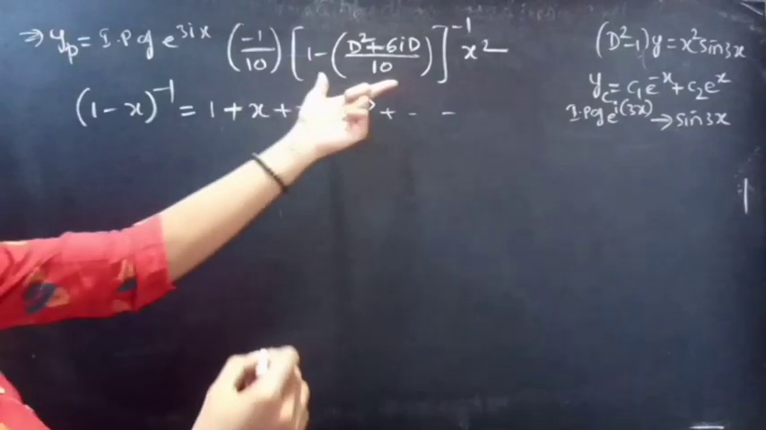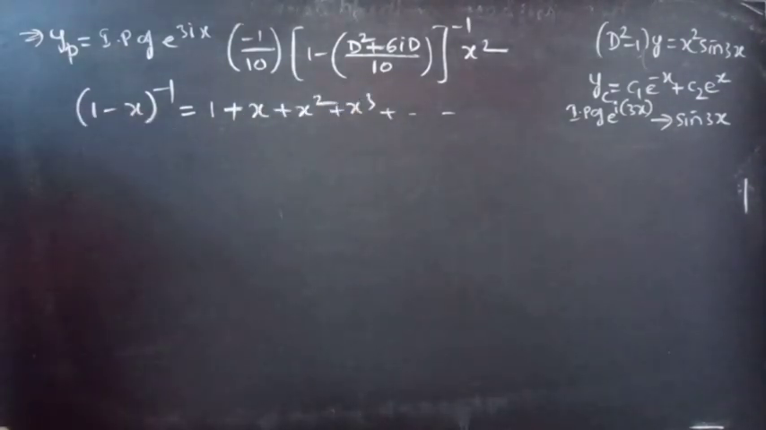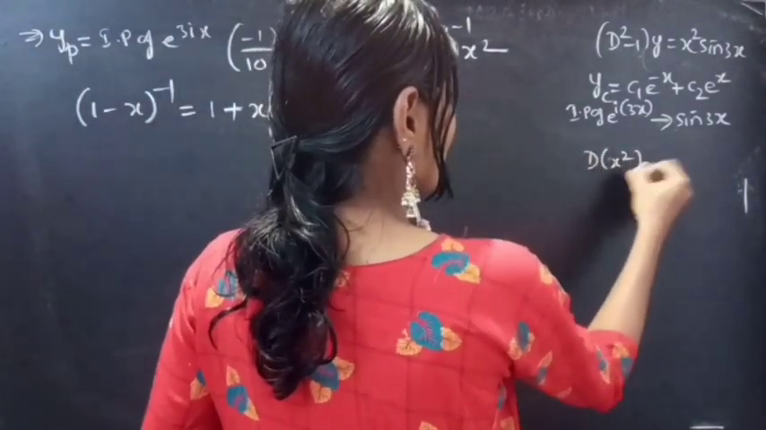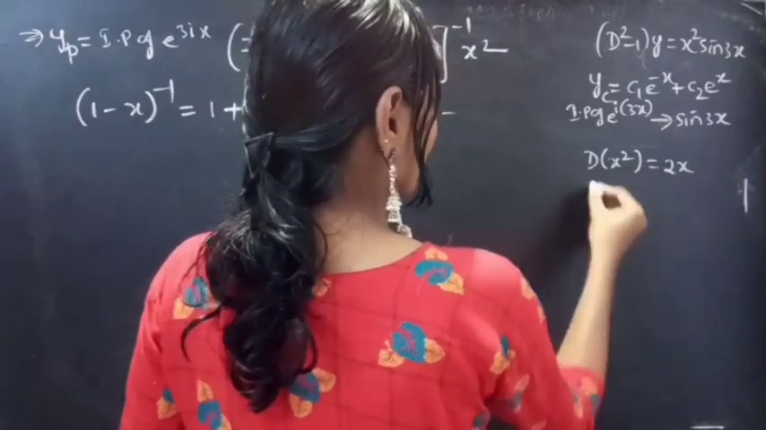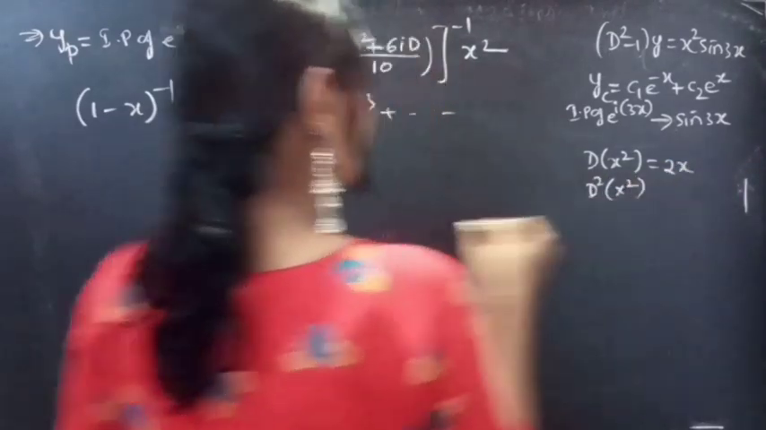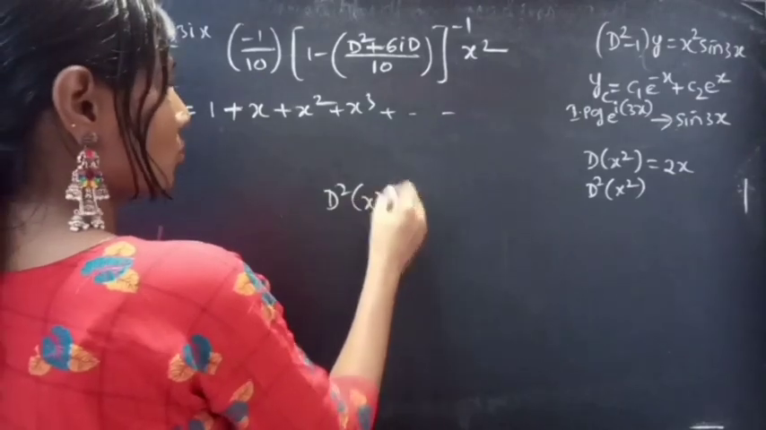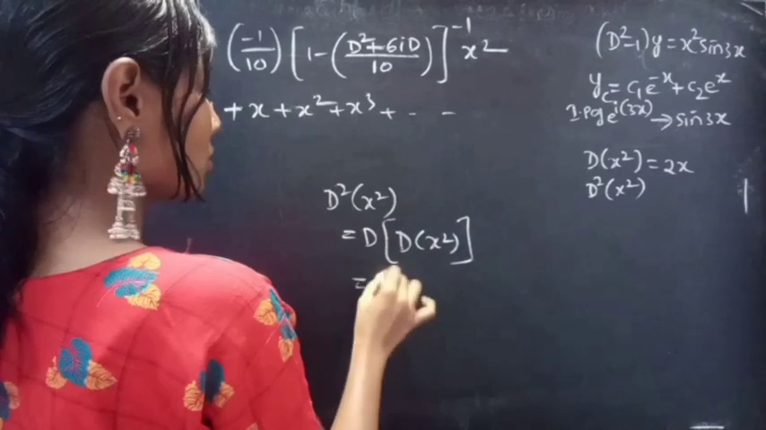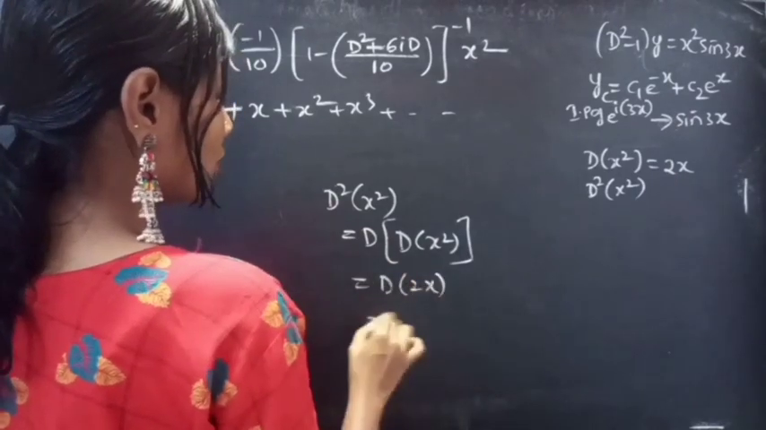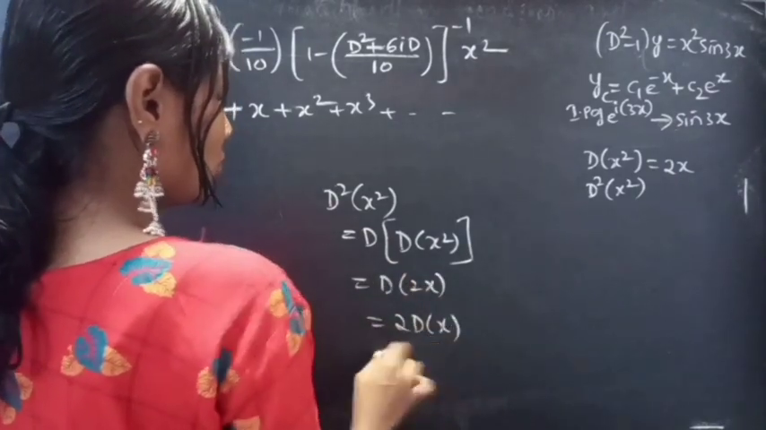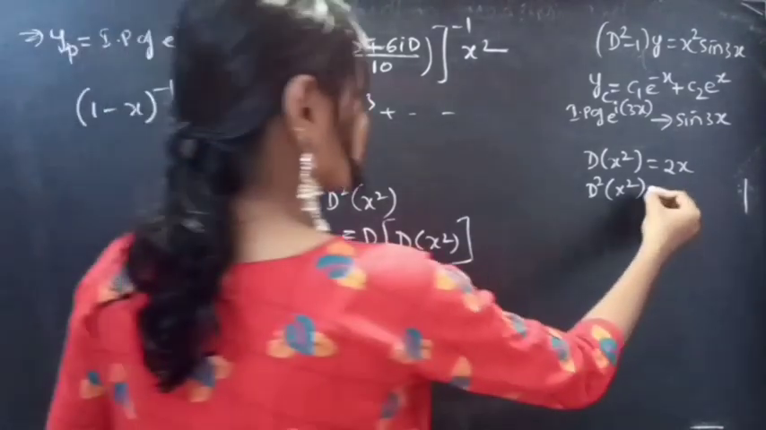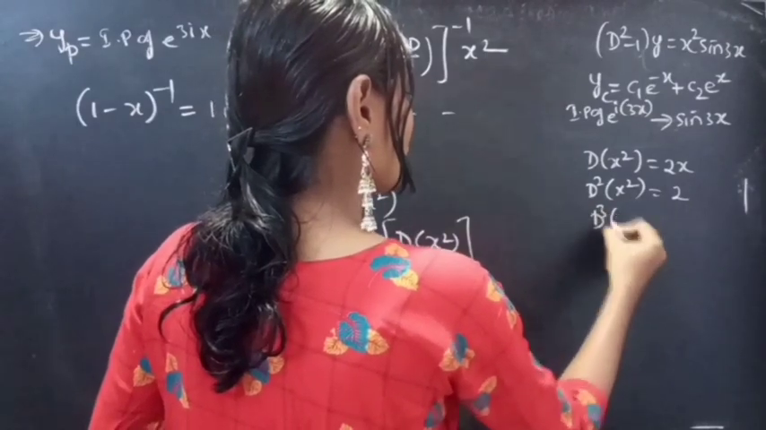Let's expand this using this formula, and before expansion let's find the derivatives of x². Derivative of x² is 2x, right? Now find D² of x². D² of x² is the derivative of the derivative of x², which is 2x. And again you can write this as 2 into the derivative of x. We know that the derivative of x is 1. So we'll get 2.